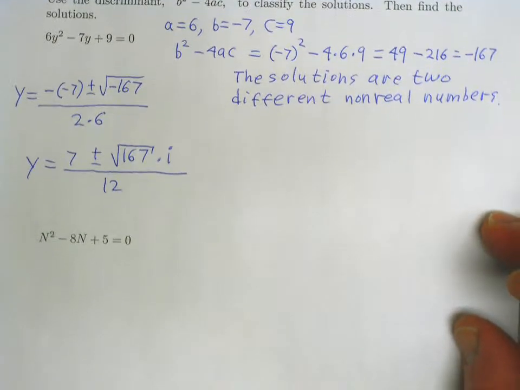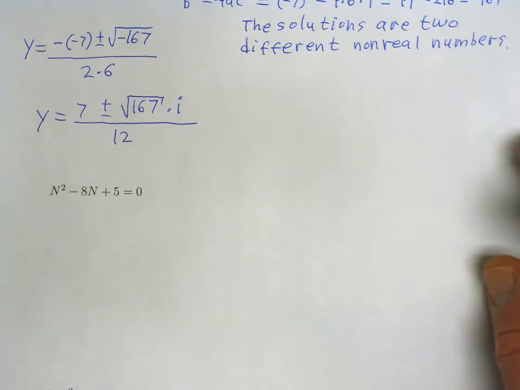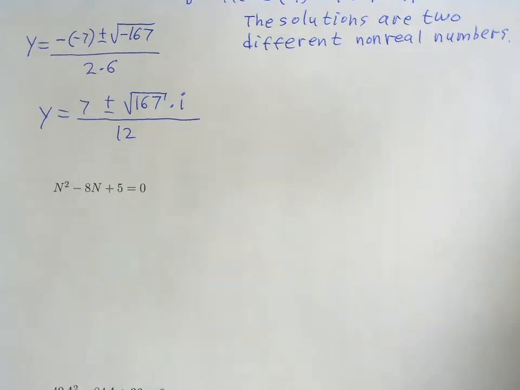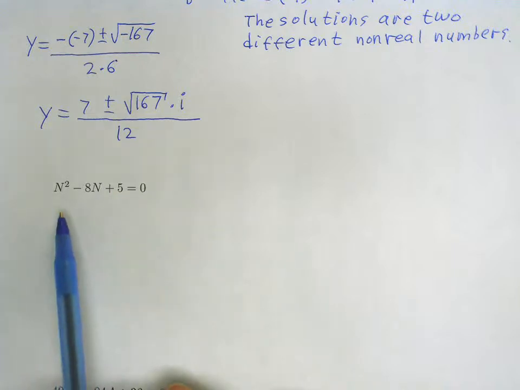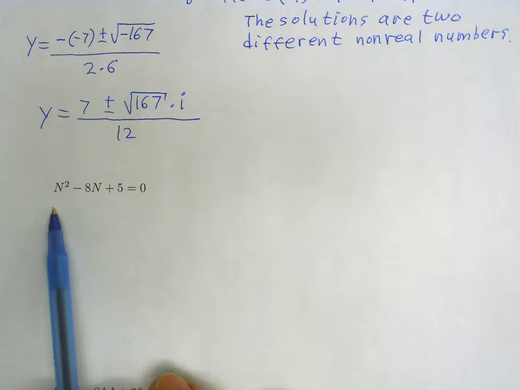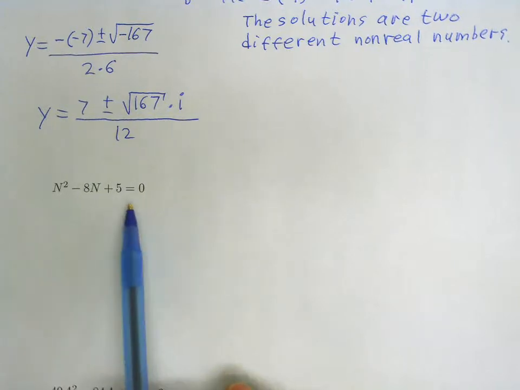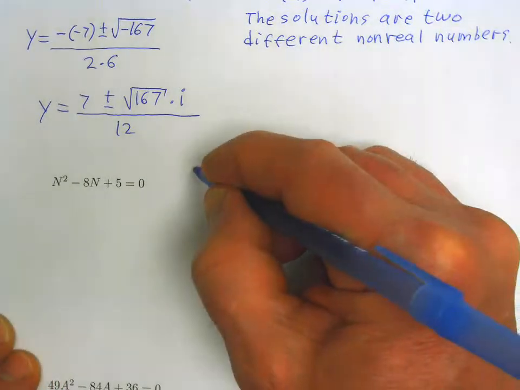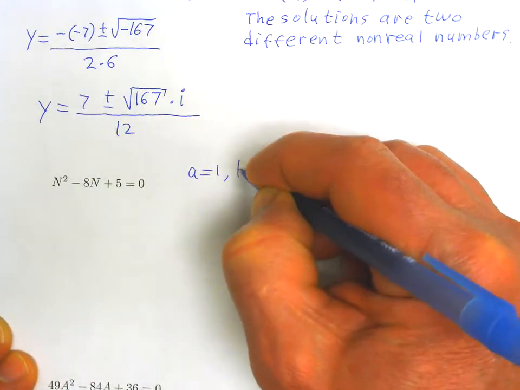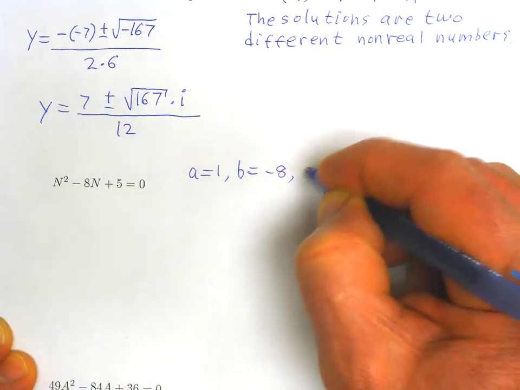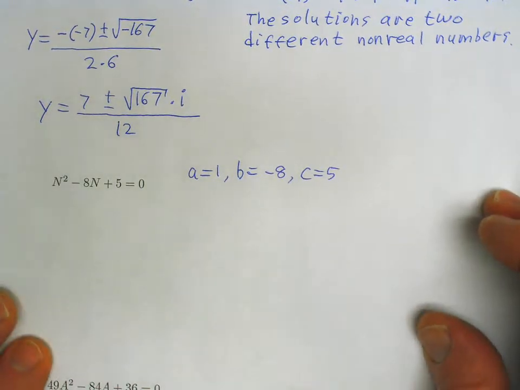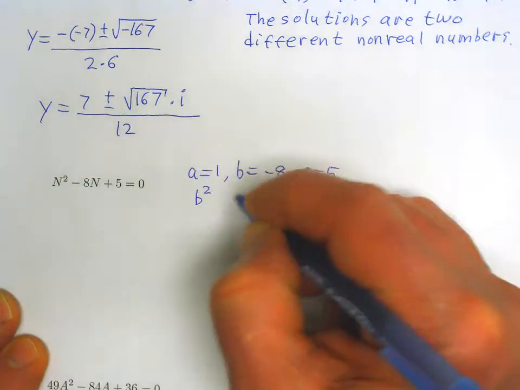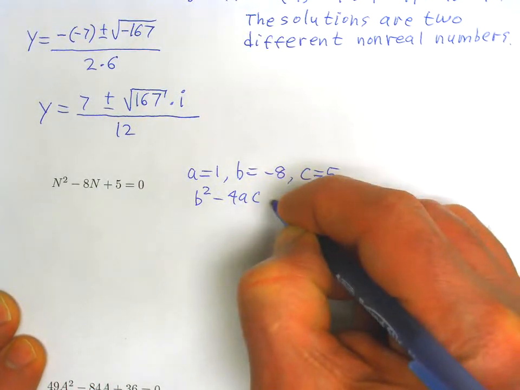Okay, let's do the next problem. Same sort of problem. n to the second minus 8n plus 5 equals 0. This time the variable is n, but it's still a quadratic equation, and it's in standard form. So in this one, a is +1, b is -8, and c is +5. Compute the discriminant, b to the second minus 4ac.